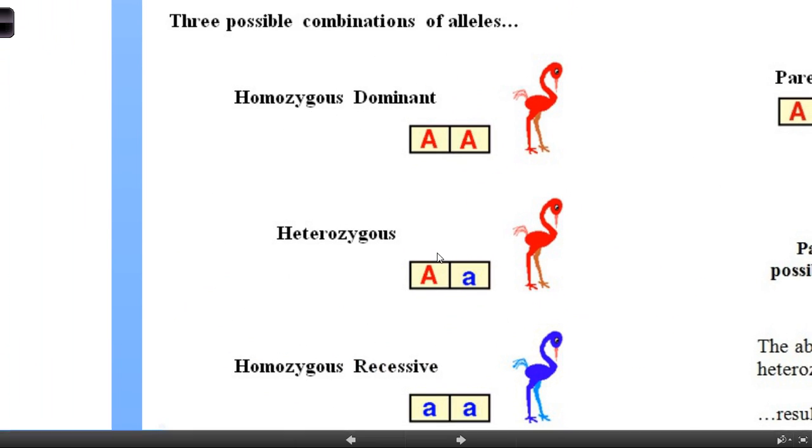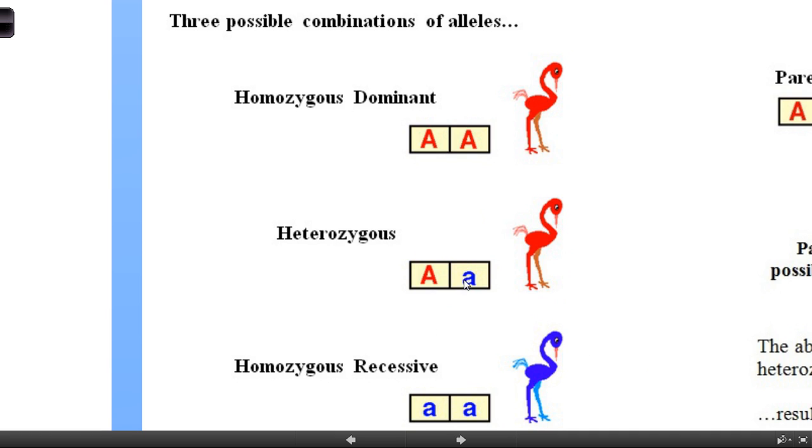So if we come back up here, why is it that we have three possible genotypes here, big A big A, big A little a, and little a little a, and only two different phenotypes, red or blue? Well, it's because this one here is also red.